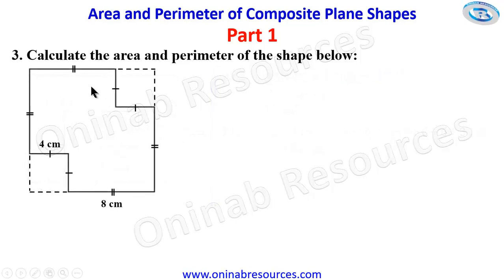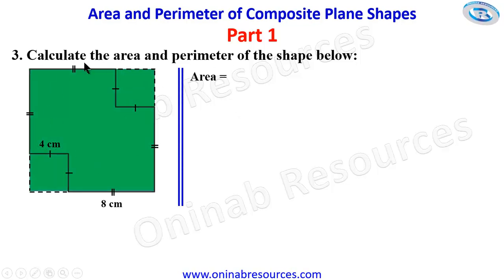For problem 3, calculate the area and perimeter of the shape below. Again, we have a square here and two smaller squares. We need to interpret the shape correctly. So we have this as square. This is a square, the large square. So to calculate the area now, we are going to find the area of the entire square minus the area of the two squares we have here.